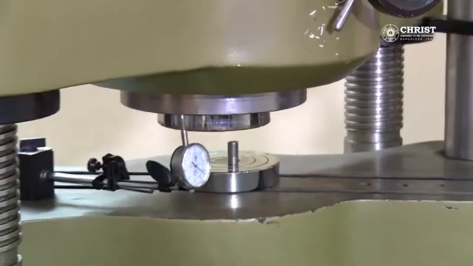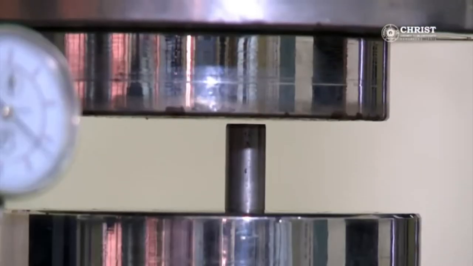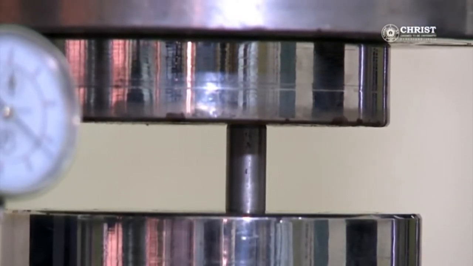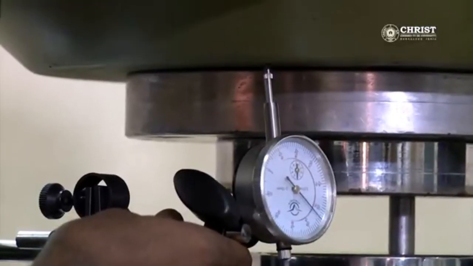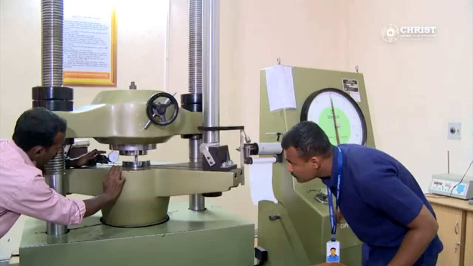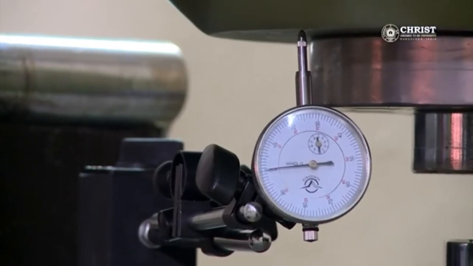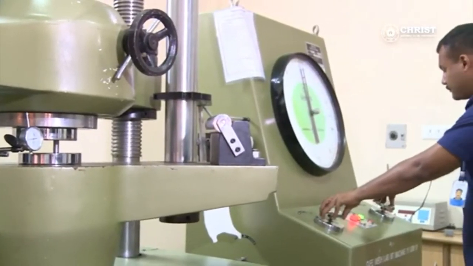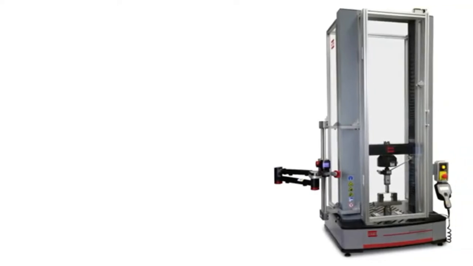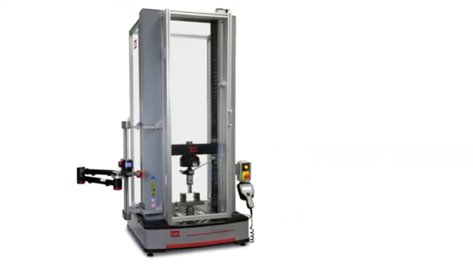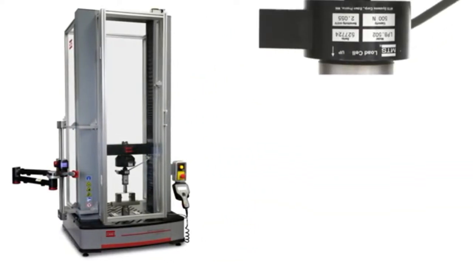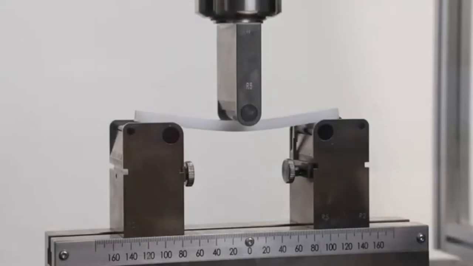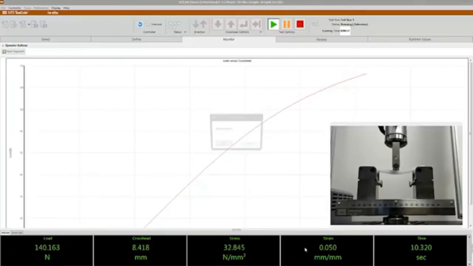Compression tests are used to determine material behavior under applied crushing loads and are typically conducted by applying compressive pressure to test specimens using platens or specialized fixtures on a universal testing machine. 3 and 4 point bend tests are commonly used to determine the flexural strength of a specimen. When a specimen is bent, it experiences a range of stress across its depth.